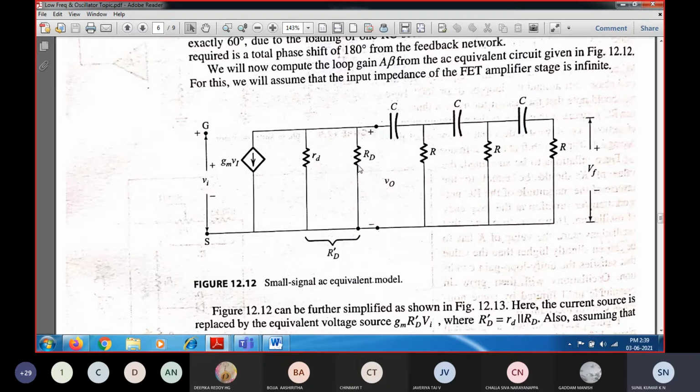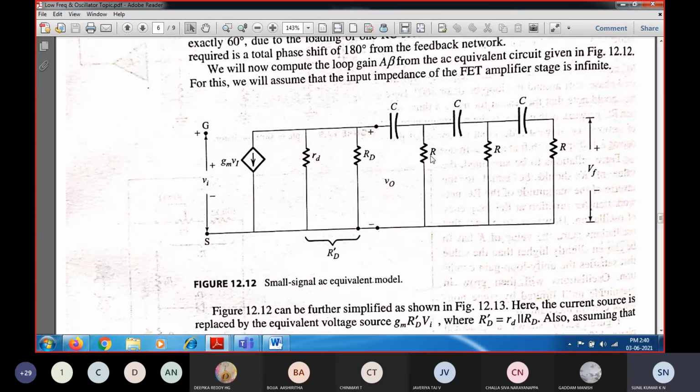And we can see there are two resistances, the drain resistance RD and the finite output resistance, connected in parallel. So the equivalent resistance RD dash will be nearly equal to the drain resistance RD itself, because the drain resistance is very small compared to the finite output resistance. So the parallel combination gives an equivalent resistance RD dash with the smaller value, which is RD, followed by this R and C.